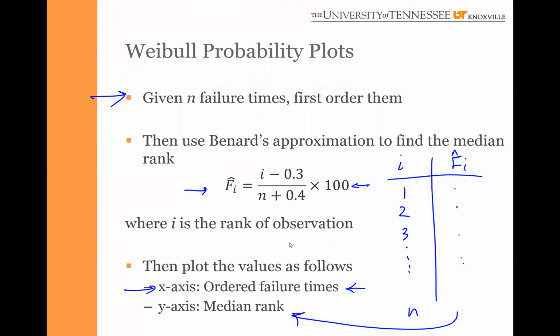So somebody asked a very good question. You see here you have i and F, right? But in the question, I gave you 10 numbers, right? How are all of these related? So when you order the numbers, the smallest one is 85, right? So 85 is index one, F1. You calculate F1 from that formula. 85 and F1 are the first pair that you want to plot in your paper. Right, the second number. What's the second number? 135. 135 and F2 go on the paper. Does that make sense?